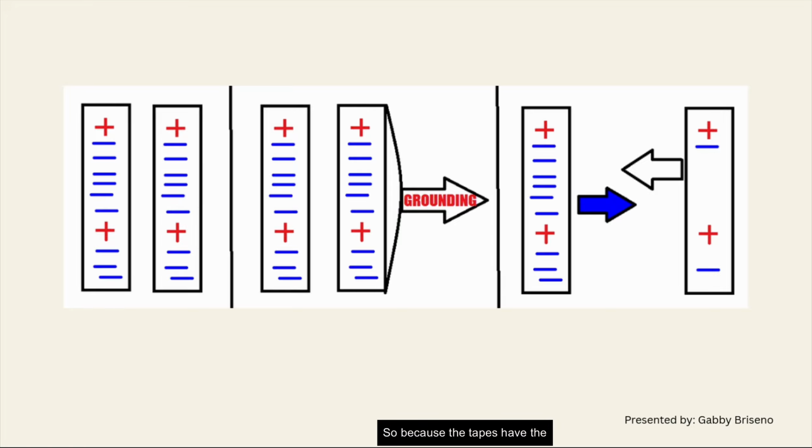So because the tapes have the same charge, they will repel each other. They will also be attracted to neutral and positively charged objects. So the tape and finger will be attracted due to having opposite charges. If the tape was negatively charged, they would repel each other. If the tape is neutral, it would still be attracted to a charged object. So yeah.